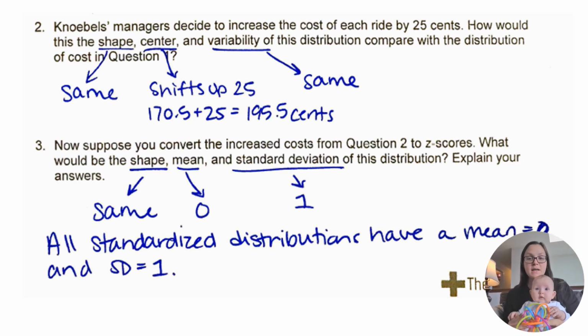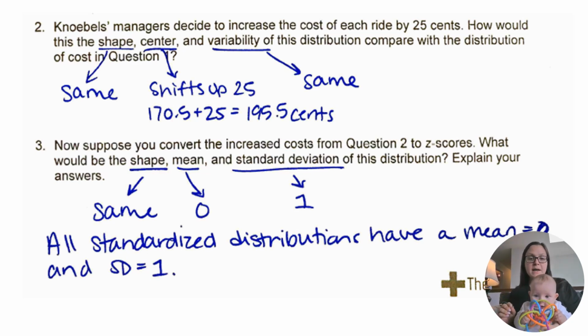For the second one, if you are increasing the cost of the ride by 25 cents, that's going to be adding, and so the shape once again would stay the same. Continuing off of part 1 that you've already converted, you would shift or add 25 to the cents that you already have. Variability, though, does not change. It would be the same as before because variability only changes by multiplying and dividing. So the standard deviation would be the same as it was from part 1.